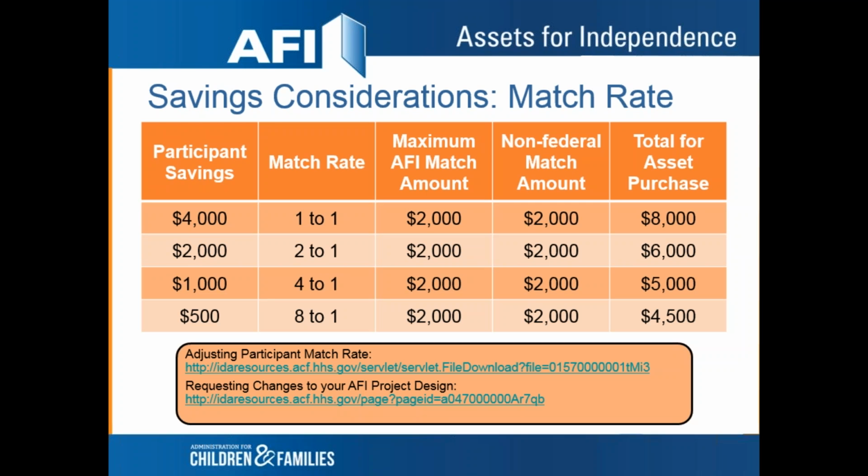Another thing to know is that grantees may formally request to change their match rates during the course of the 5-year project period. To make any design change official, you must make a request to your AFI program specialist. There is a template for a design change request with supporting questions to help you prepare. You can find this template and description of the request process at the second link on this slide.